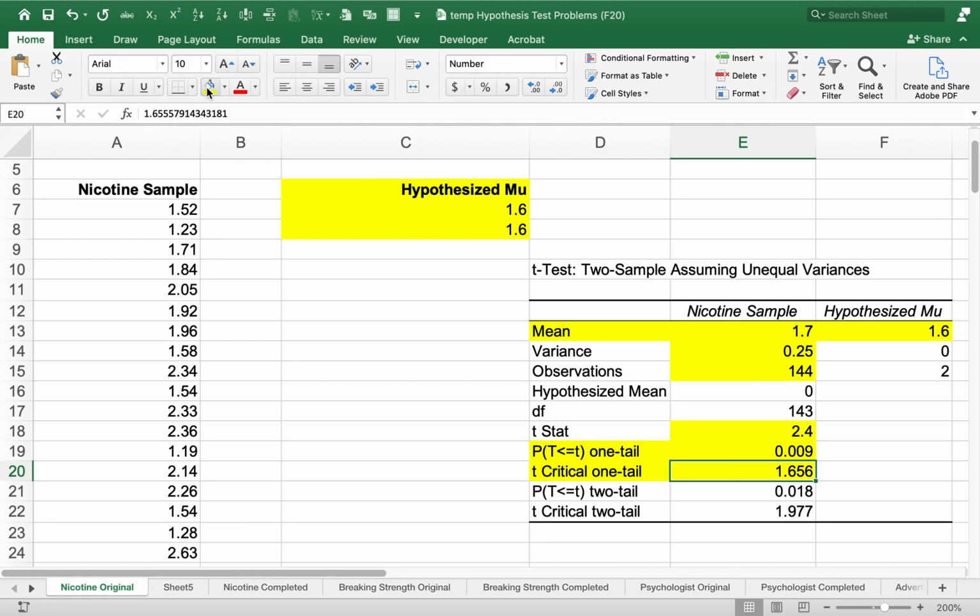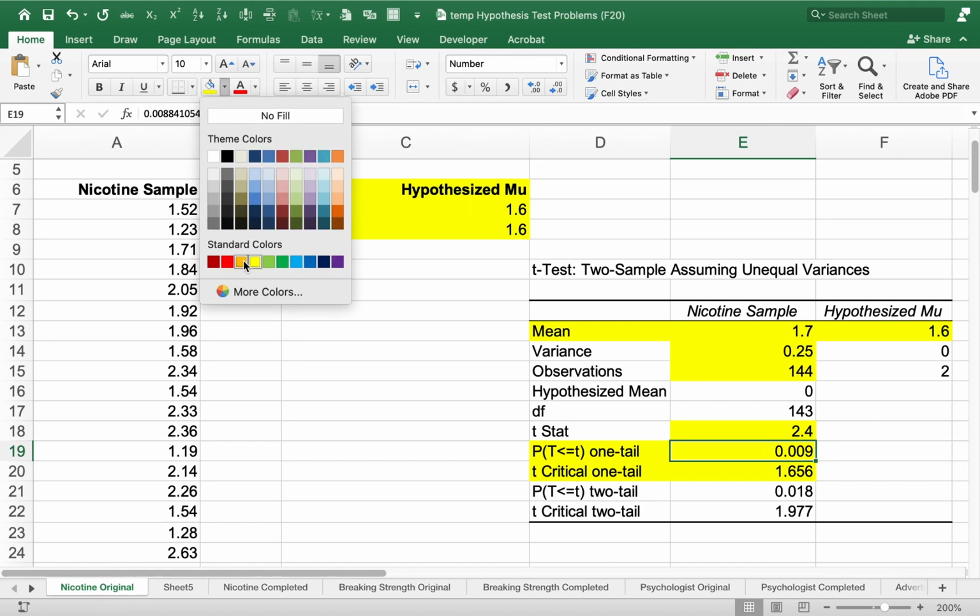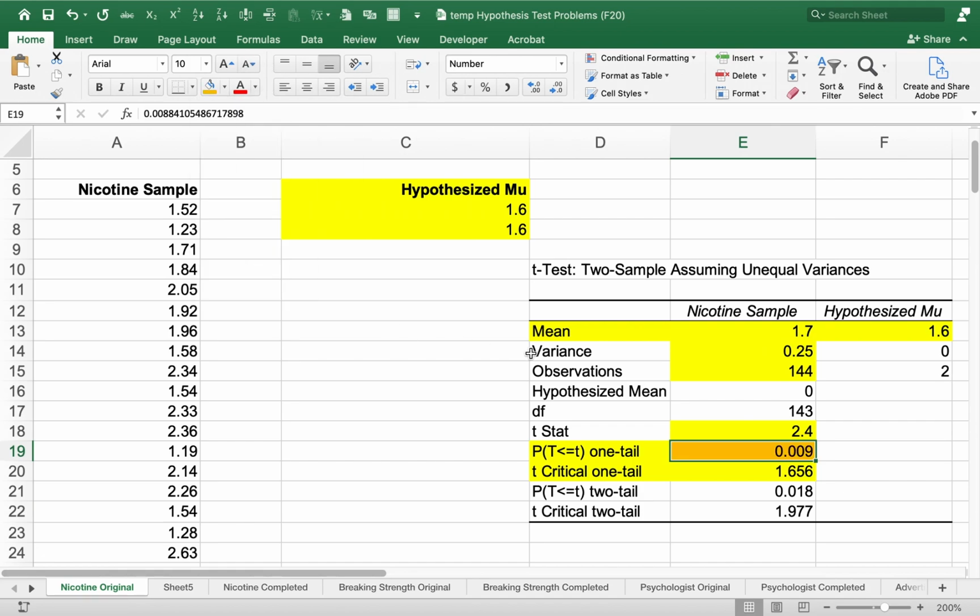1.656. So what we would do then is we could either say the p-value, I'm going to put that in a different color here, of 0.009 is less than your alpha of 5%, so you would reject H0. Alternatively, you could say the 2.4 t-star value is greater than the critical value of 1.656, and therefore reject H0. And that's how you do it. Let's take a look at a couple more problems.